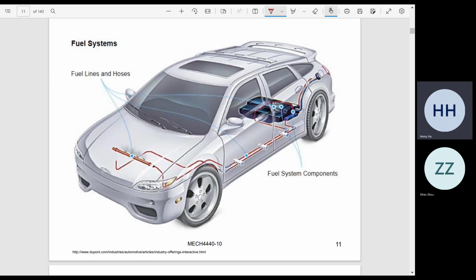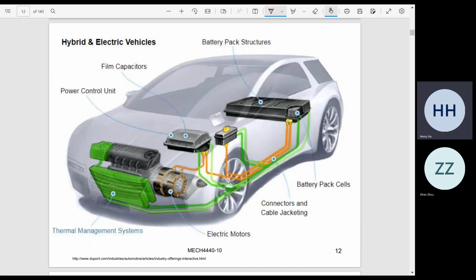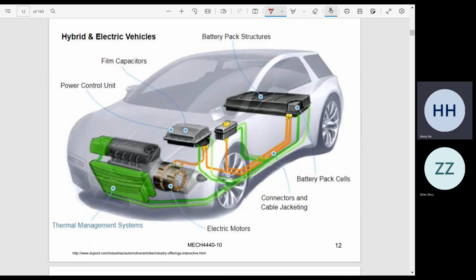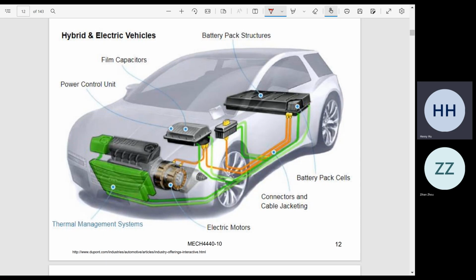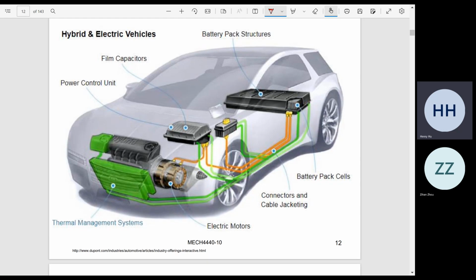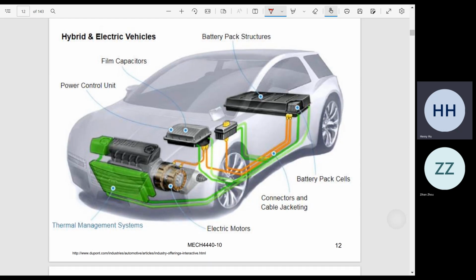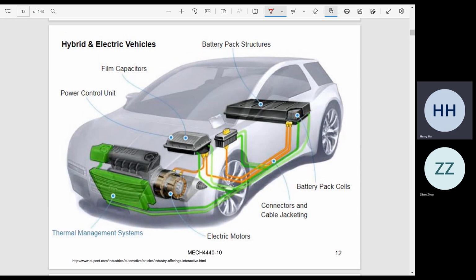Fuel lines and hoses and fuel system components. And the next page, showing the hybrids and EVs. In the picture, it shows the battery pack structures, battery pack form, connectors, and cable jacking, electric motors, thermal management system, power control unit, and fuel seekers.